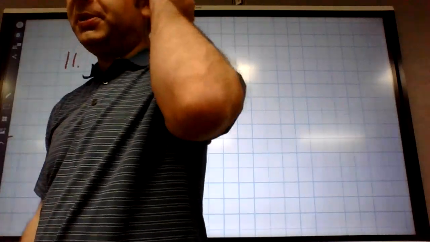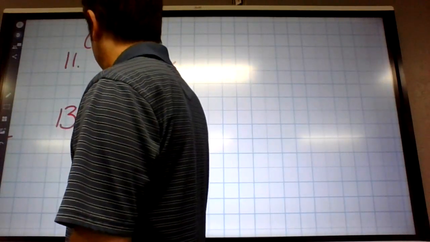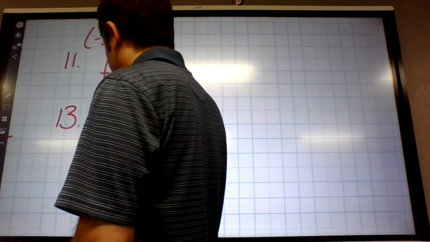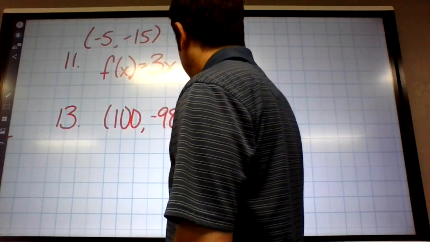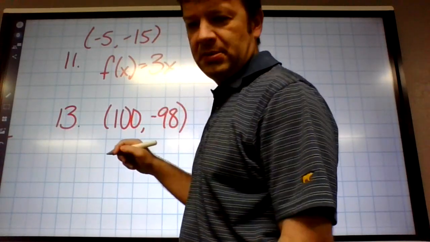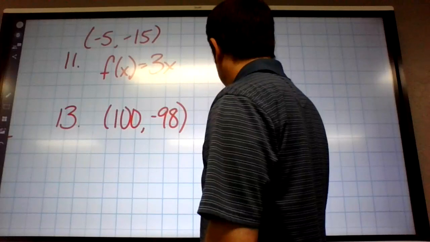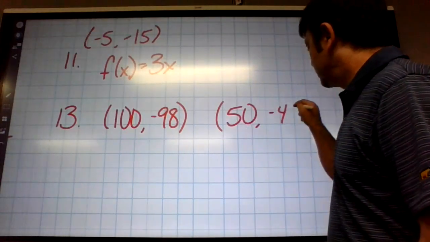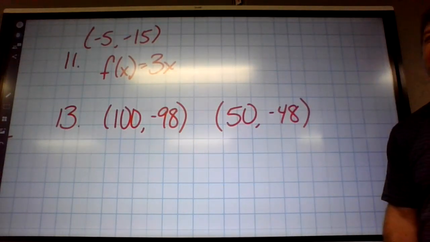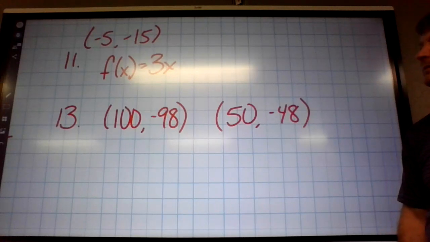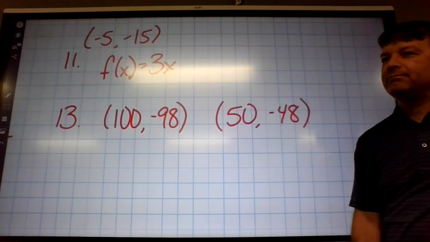All right, this 13 is actually hard. So we got 100, negative 98. 50, negative 48. This might be enough. No, it can't be minus 2. It's times, like, negative, completely on the other side of it.